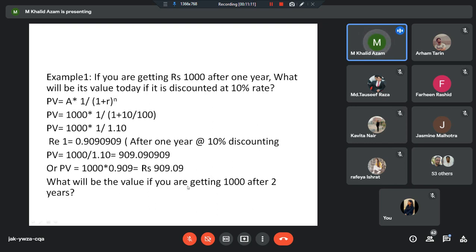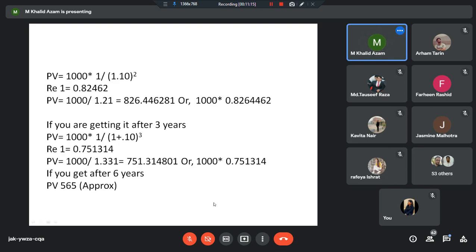What will be the value if you are getting 1000 after 2 years? Now the question is this. See here, what will you do?